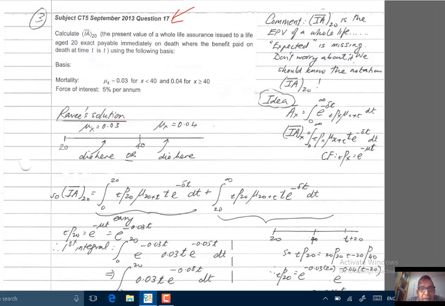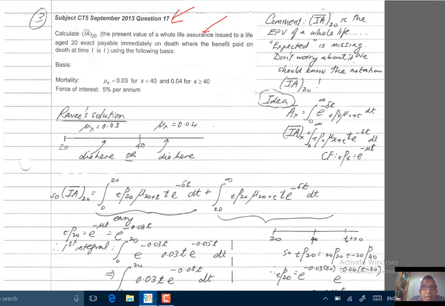And they have defined that for us as the present value of a whole life assurance issued to a life age 20 exact, payable immediately on death, where the benefit paid on death at time t is t, using the following basis.